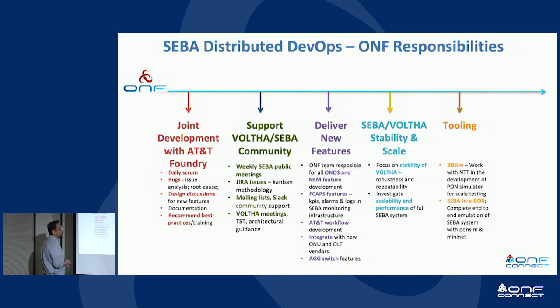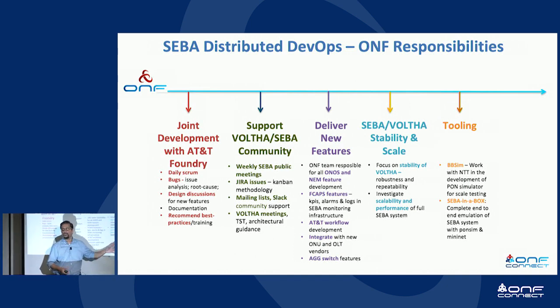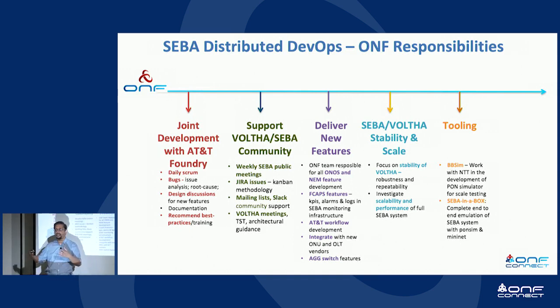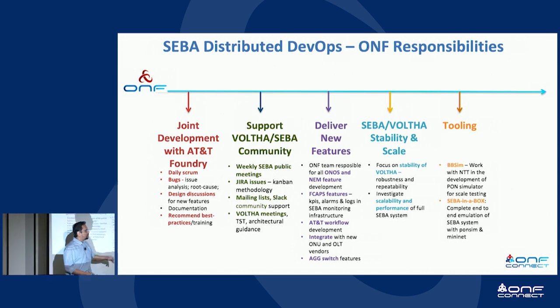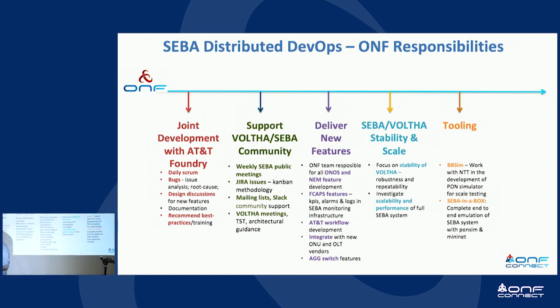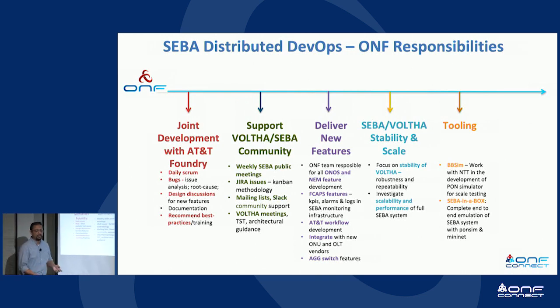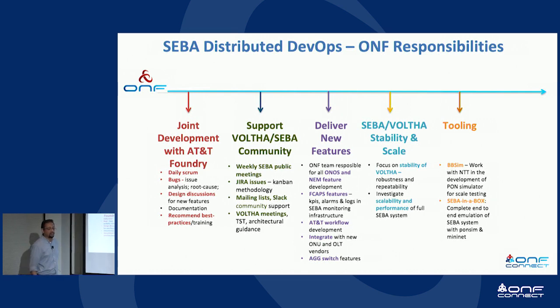We develop tooling. So for example, you can't measure the scale of a SEBA system unless you develop a tool that is able to simulate thousands of subscribers. So we are doing the work to do, it's called BBSIM, and it's a tool that will help us scale the SEBA pod. If you don't have the hardware but you want to get involved with SEBA, then SEBA in a box is another tool that we have developed that will let you run a SEBA pod with emulated hardware for both the PON hardware as well as the switching hardware.